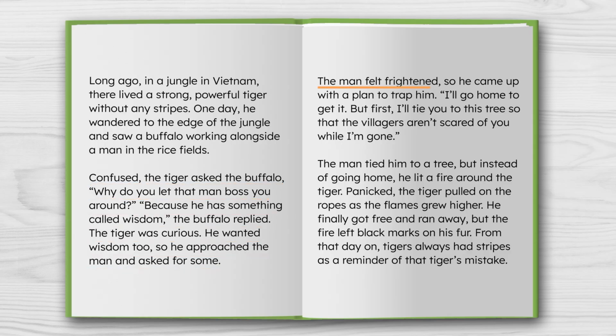The man felt frightened, so he came up with a plan to trap him. "I'll go home to get it, but first I'll tie you to this tree so that the villagers aren't scared of you while I'm gone." The man tied him to a tree, but instead of going home, he lit a fire around the tiger. Panicked, the tiger pulled on the ropes as the flames grew higher. He finally got free and ran away, but the fire left black marks on his fur. From that day on, tigers always had stripes as a reminder of that tiger's mistake.